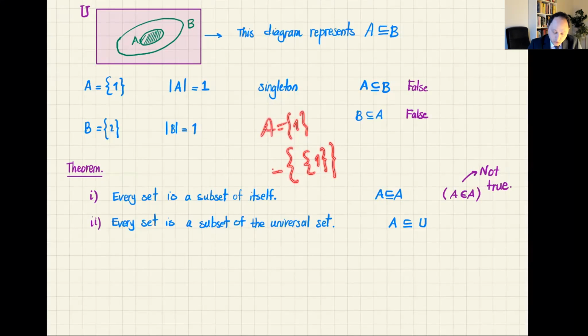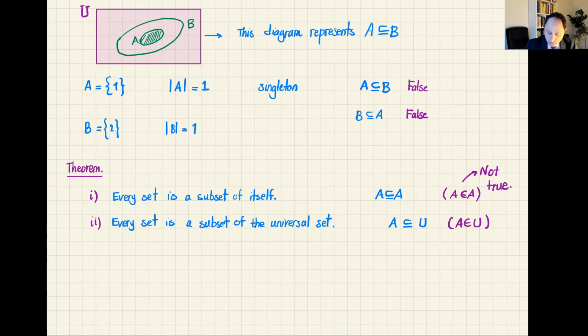But I cannot call this one again A. This is not A anymore, yes? The element inside A is just a single 1. The element inside this set is the set containing 1. They are not the same. You are not allowed to write A belongs to A. So don't write that, but you are allowed to write this. So make sure that you understand this.